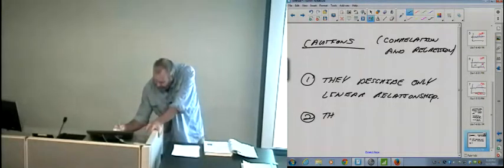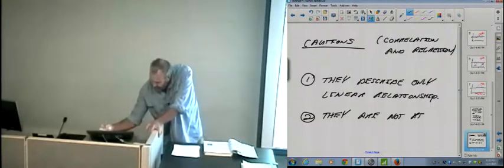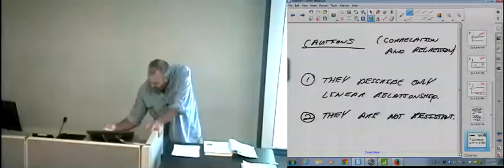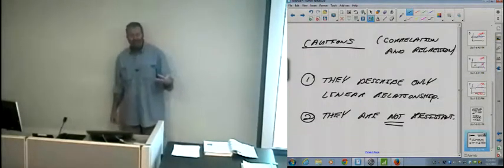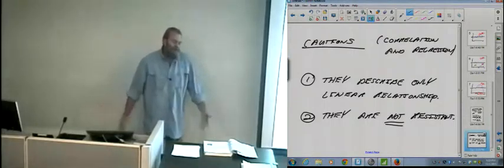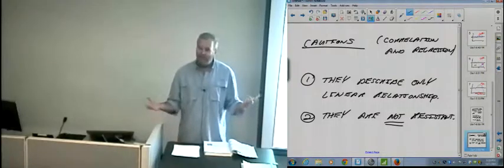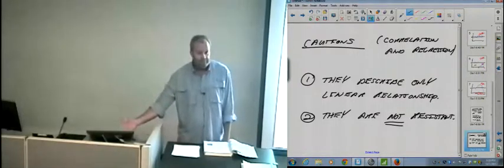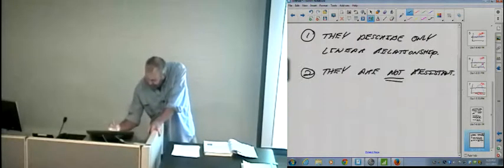2, they are not resistant. Now, it's been a while since I used that kind of term. When I tell you something is not resistant, it's telling you they're influenced by outliers. Does anybody remember the talk we just had 3 minutes ago about influential observations? That's what we're talking about, right? These are your influential observations.